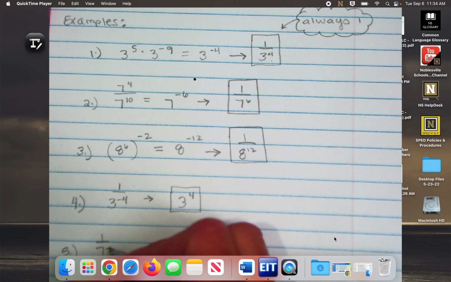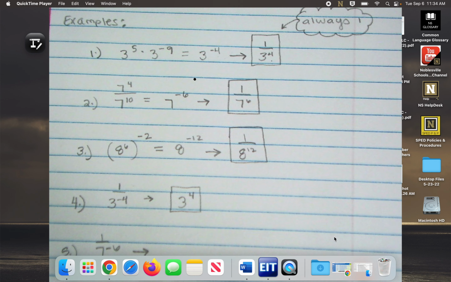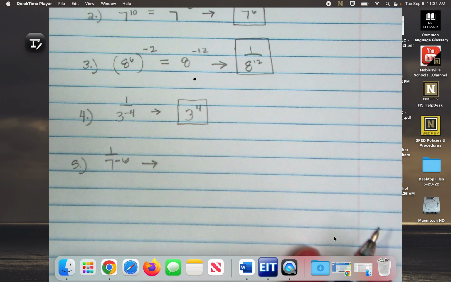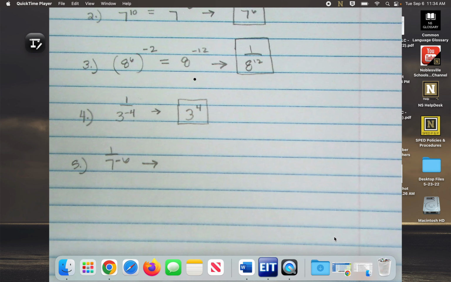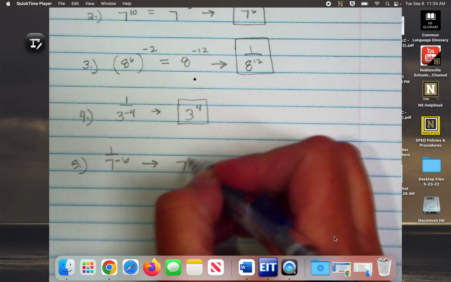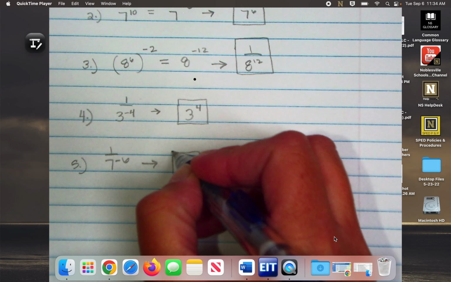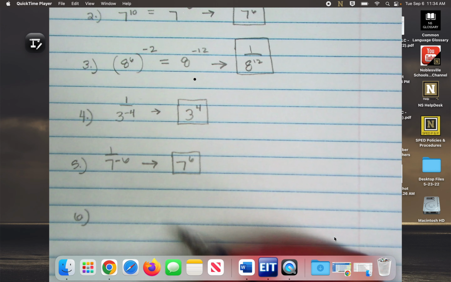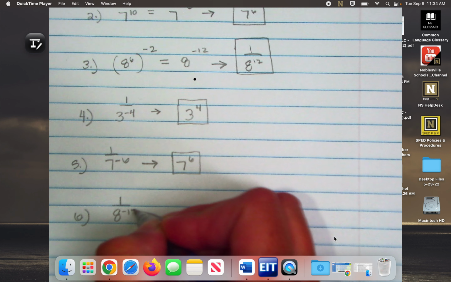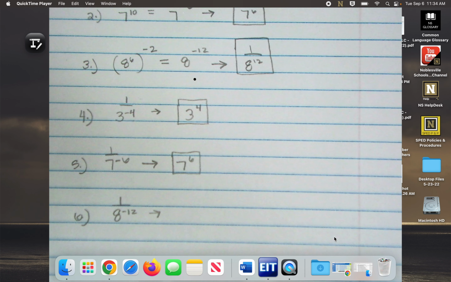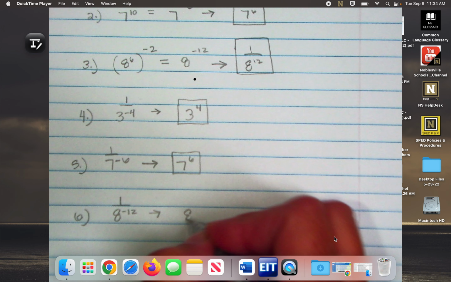So then what if we have this? 1 over 7 to the negative 6. How will I fix that expression? Xavier's doing a lot of work here. I need someone else to help me out. Lila, what do you think? 7 to the 6th power. So 1 over 8 to the negative 12 would simplify to what? Nicole? 8 to the 12th.